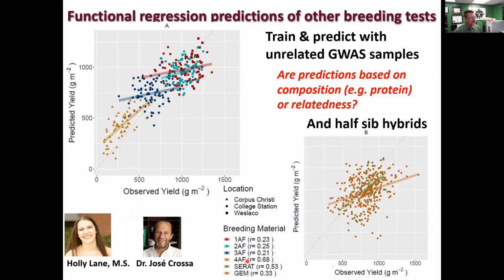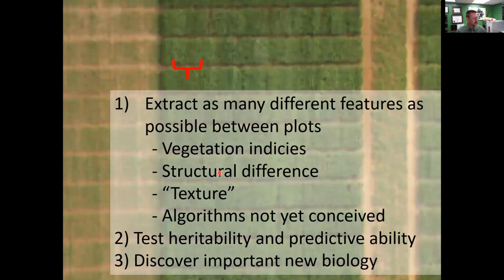And we found in many cases, the calibration we developed from one set of breeding trials actually worked and predicted another set. But we still do have this open question. Is it predicting yield based on composition? So is it predicting something based on the protein content? Or is it helping us figure out which individuals are related and then helping us find things that look like the highest yielding individual?